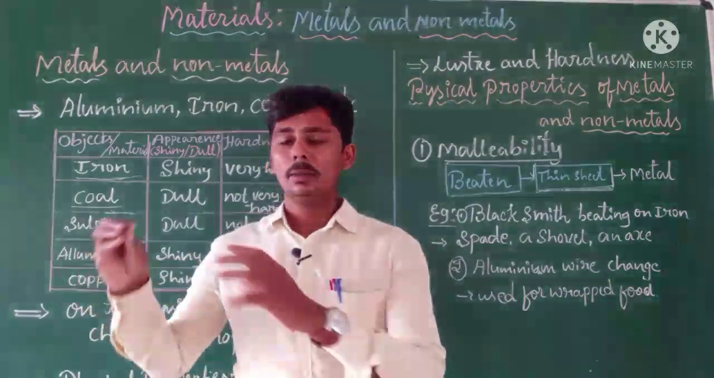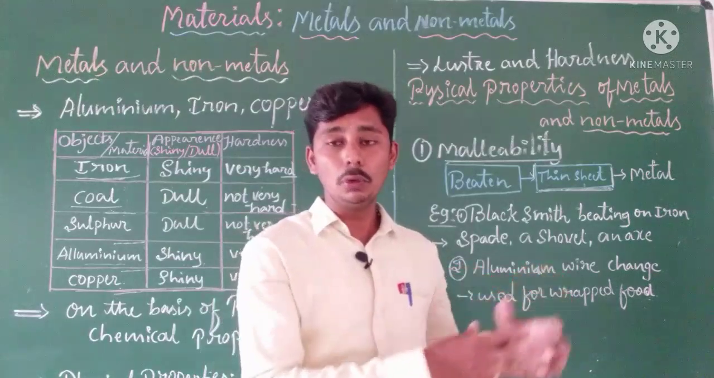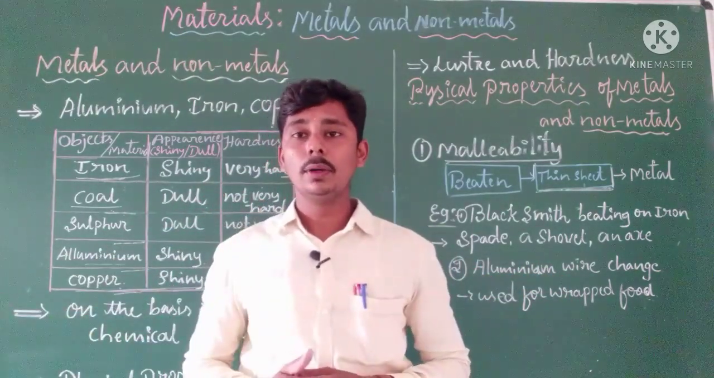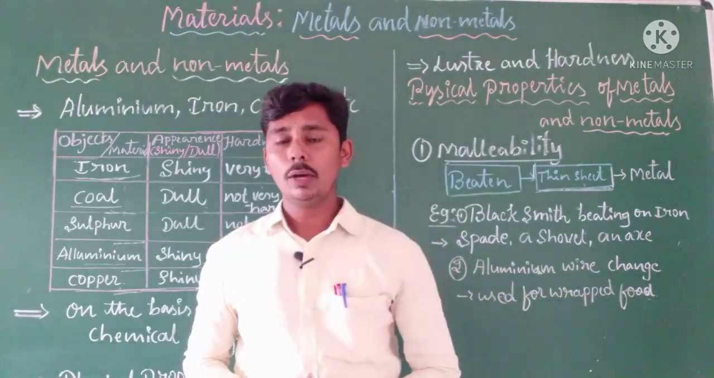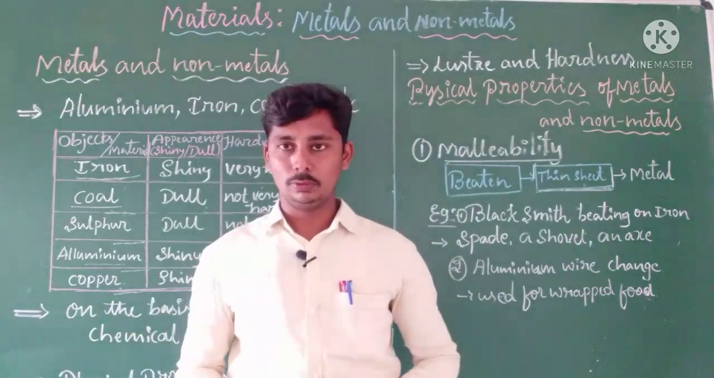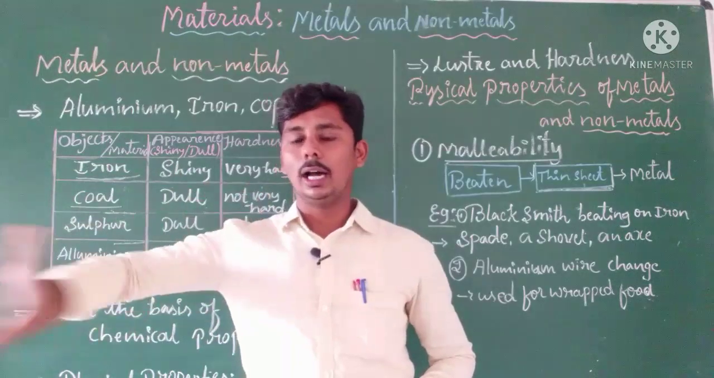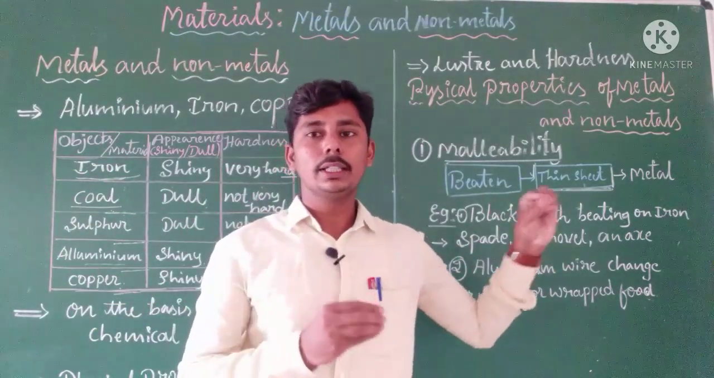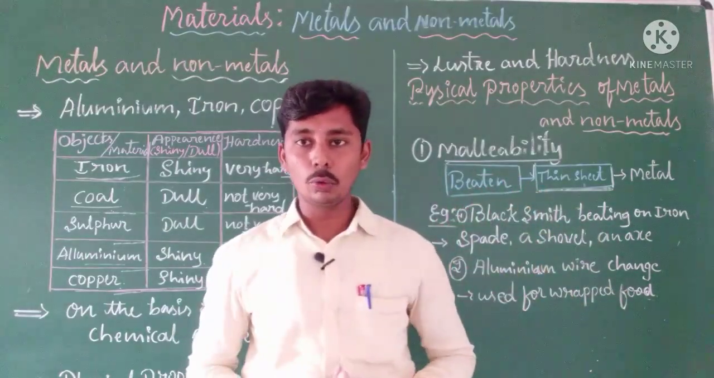Okay, some materials are very hard, some materials are very smooth. Very hard materials are separated into one group, very smooth materials are separated into one group. Okay, these are divided into two groups: hard and shows the shiny nature is one group, and smooth and shows the dull nature makes another group.